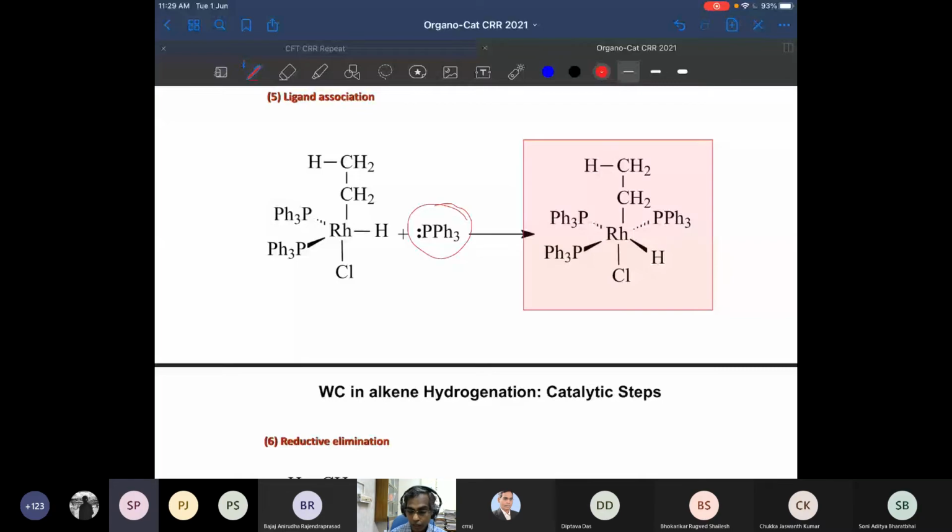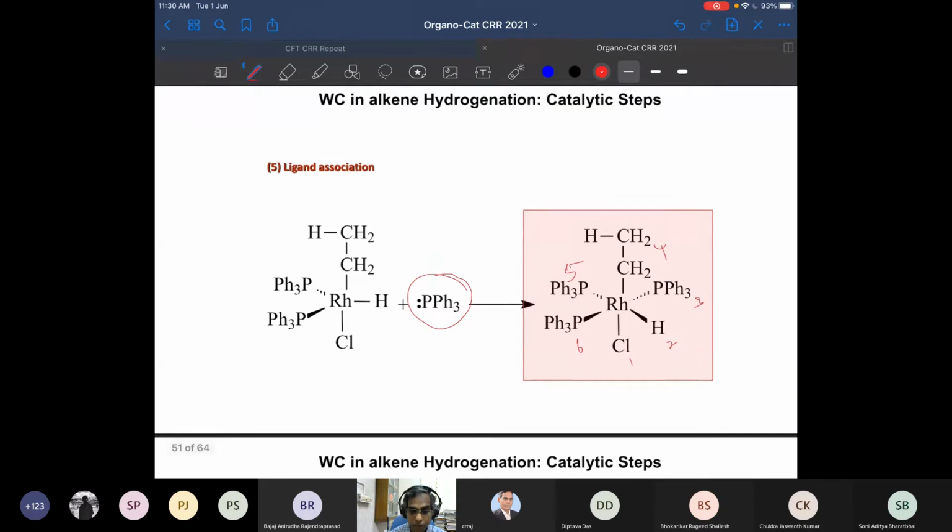After migratory insertion takes place, the ligand is associated. If you look at the coordination number, 1, 2, 3, 4, 5, and 6, I'm not violating anything. Now, this is the ligand association. Now, what should be the last step? Anybody?